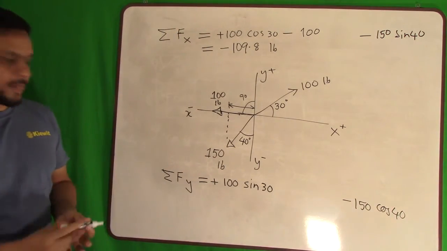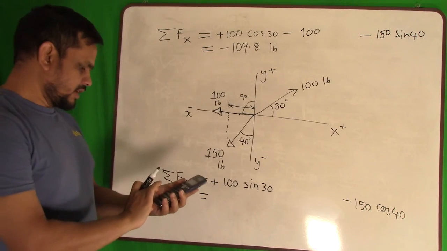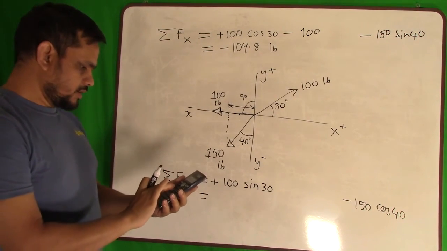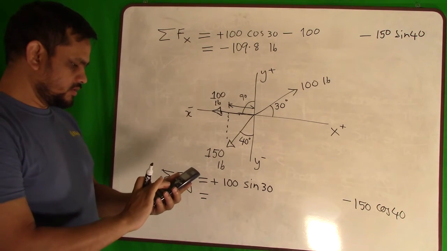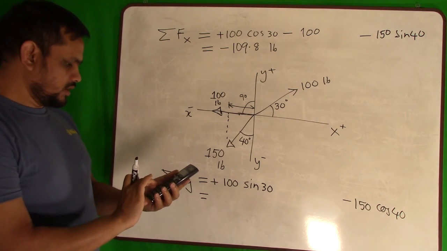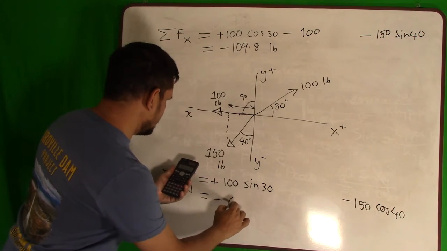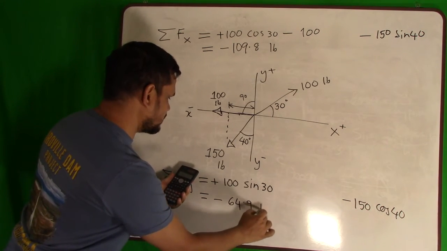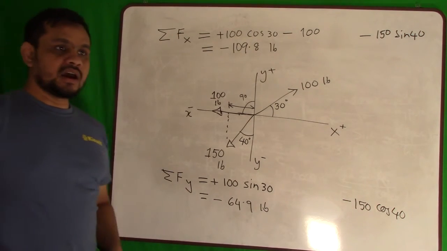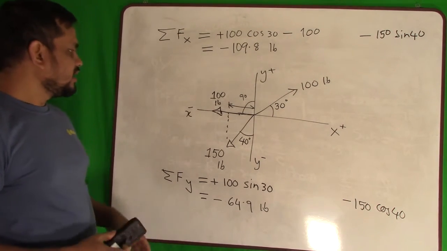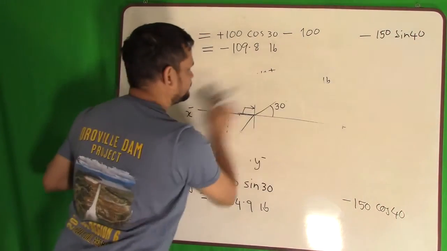I can delete it now. Find the answer. Okay, again, if my calculation is wrong, do not mind, because I do it very quickly. Then 150 times cosine 40. I got minus 64.9 pound. So you can see, in both cases I got a negative value. Now what does it mean? I can delete this part because I do not need it.